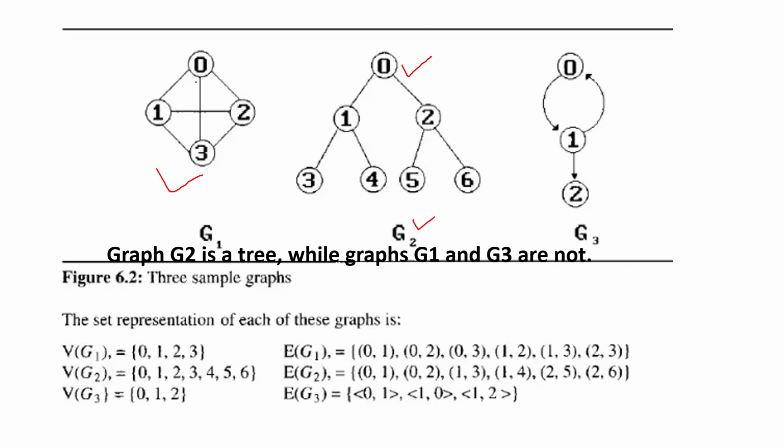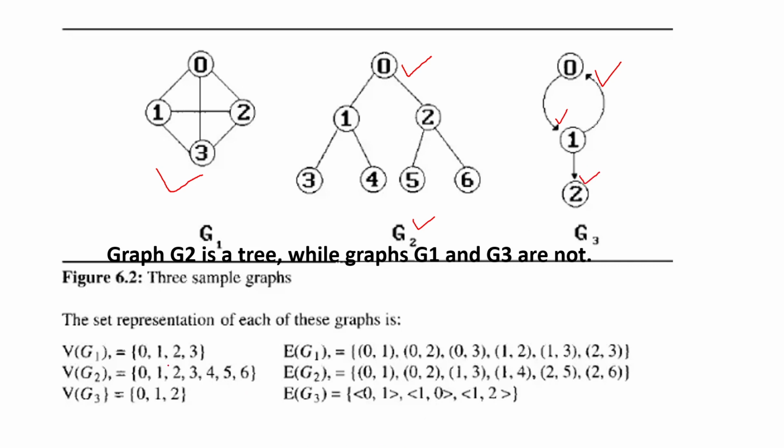But here there is no hierarchical order. There is a path from 0 to 1 as well as 1 to 0. This is also a graph. It is not a completely connected graph because there is no connection from 2 to 0 directly or 0 to 2 directly, but there is a direction. From 0 to 1 there is a path, 1 to 0 there is a path, 1 to 2 is a path.